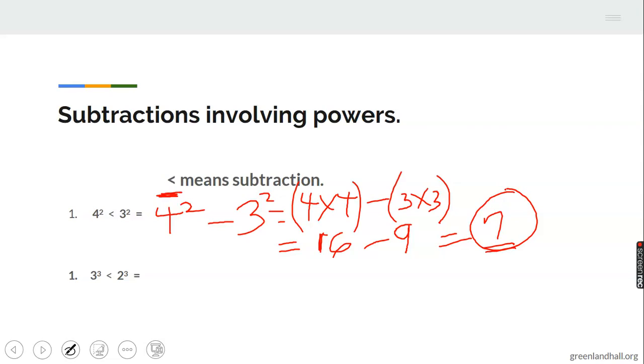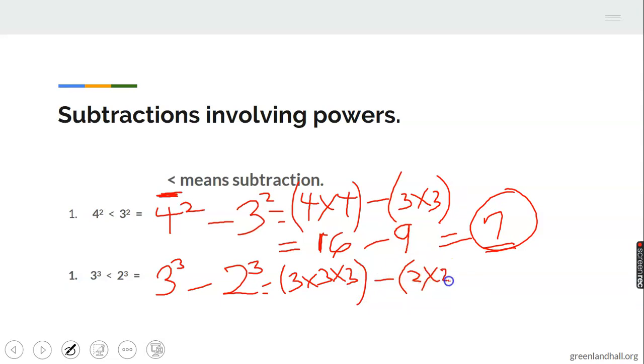Let's look at this other example that we have here. 3 raised to power 3 now. This less than means minus 2 raised to power 3. So what do we have? 3 raised to power 3 is what? 3 in 3 places. 3 times 3 times 3. Take away 2 raised to power 3. That's 2 in 3 places. 2 times 2 times 2. So let's see what we have.